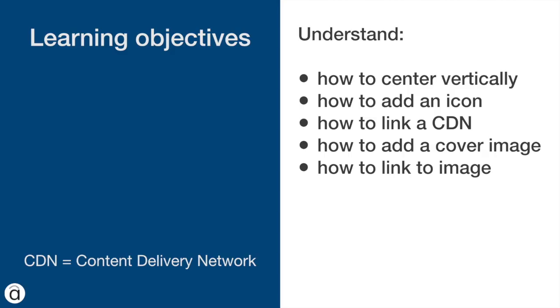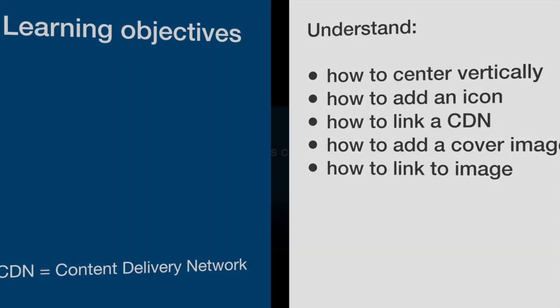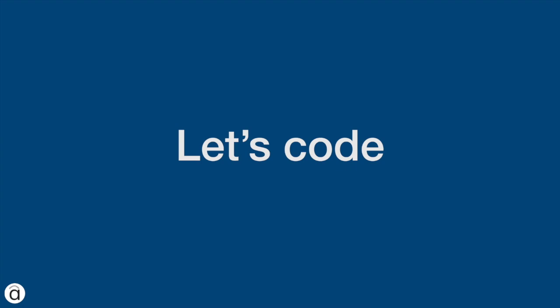So I created some learning objectives. I only had one at the beginning, which was how to center things vertically. But then, of course, I had the bright idea that we'll do some more. So what we're going to do is how to add an icon, how to link to a CDN, which stands for Content Delivery Network, how to add a cover image, and how to link to an image from somewhere else on the web. So that's it. So let's do some coding, yeah?